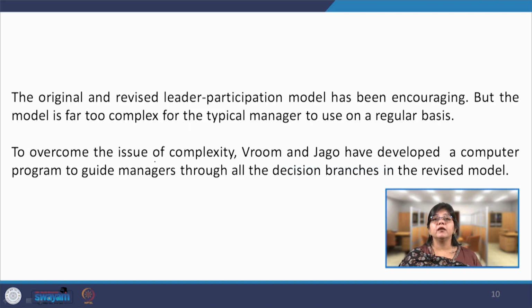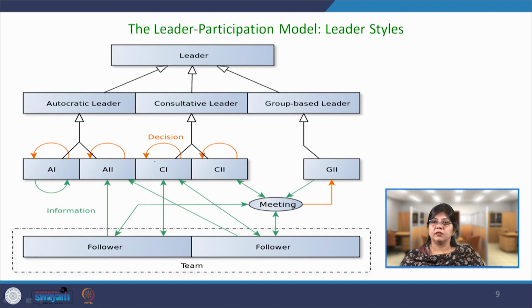So, the original and revised model has been encouraging, but the model is far too complex for the typical manager to use. Definitely, if I just go back to this diagram, there is so much complexity, decision making is there, but to what extent and at what level, what amount of participation has to be decided, which makes the decision process a delayed and very complex process.